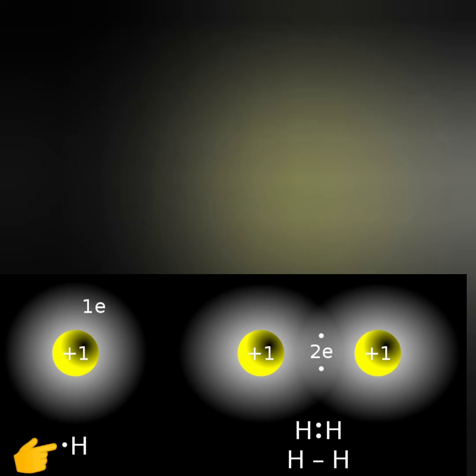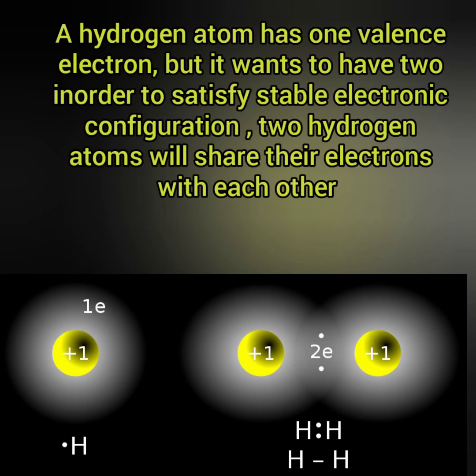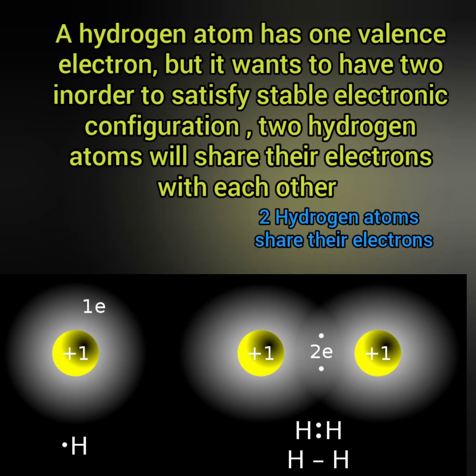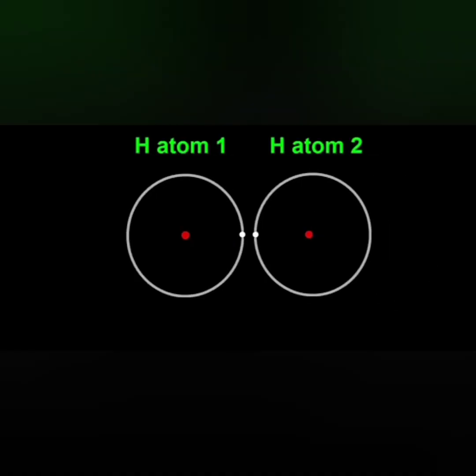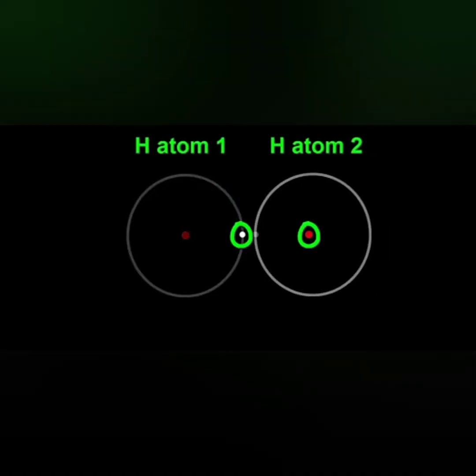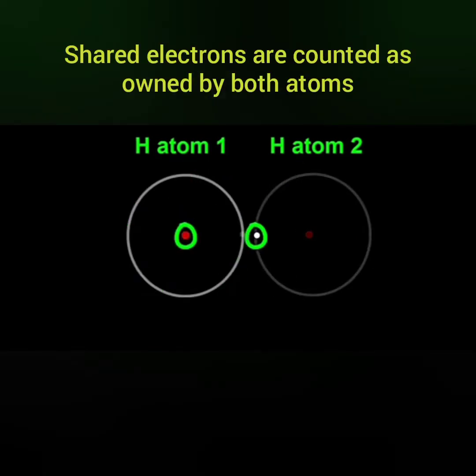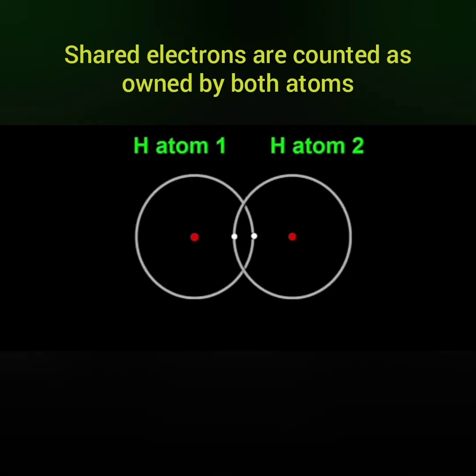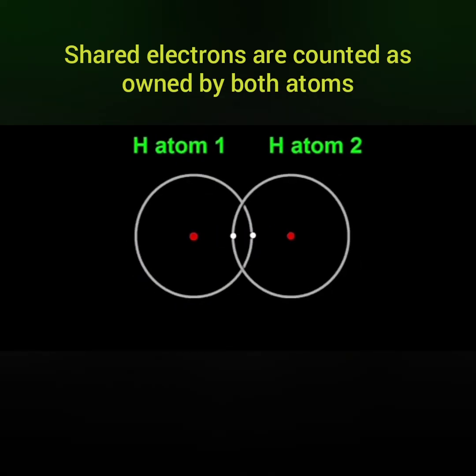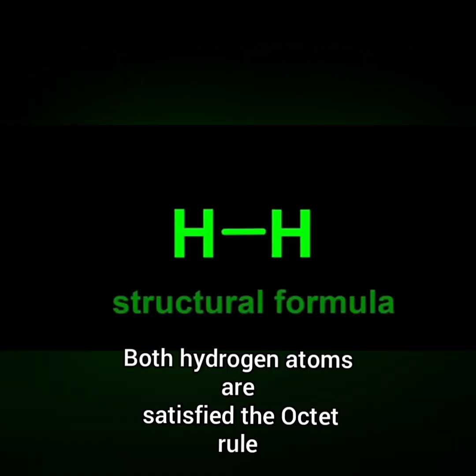A hydrogen atom has 1 valence electron, but it wants to have 2. In order to satisfy the duet, 2 hydrogen atoms will share their electrons with each other. The shared electrons are counted as owned by both atoms. That means that both hydrogen atoms are satisfied.